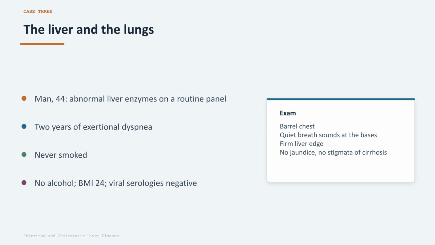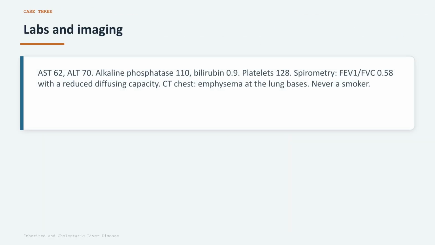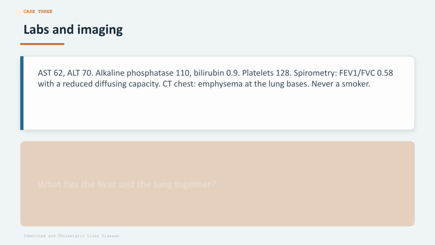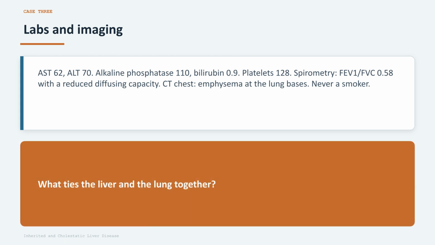So we have a liver problem and a lung problem in the same never smoker. His labs show mildly elevated transaminases and a normal bilirubin. His platelet count is 128, which is low, and that hints at portal hypertension. Spirometry shows an obstructive pattern with a ratio of 0.58, and the diffusing capacity is reduced. The chest CT shows emphysema at the lung bases. Remember, he has never smoked a cigarette. What single condition ties the liver and the lung together?